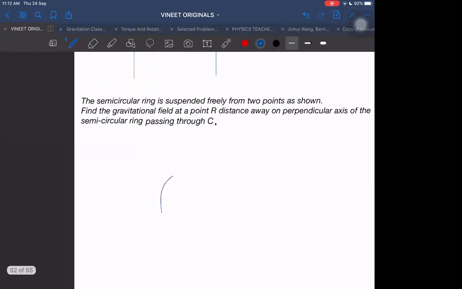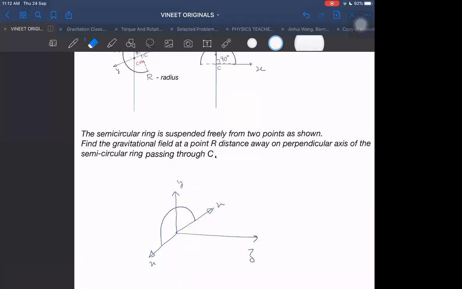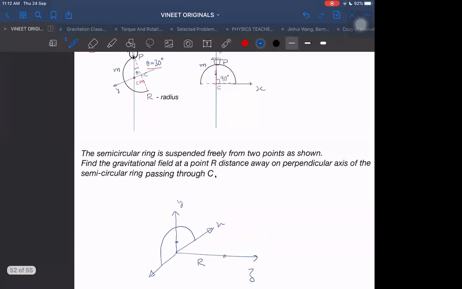Now let me make a 3D diagram for this. I will draw such a diagram for the semicircular ring. Let us say x, y, z axes: x I will take this side, y this side, and z this side. I want to find a point along z at a distance r. What is the value of YCM? YCM comes out to be R tan 30, which means R by root 3.